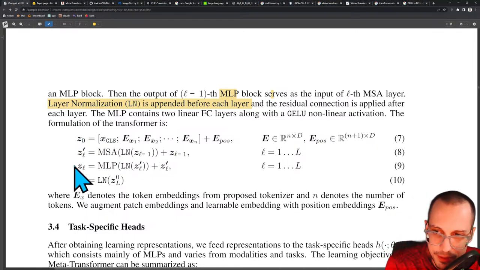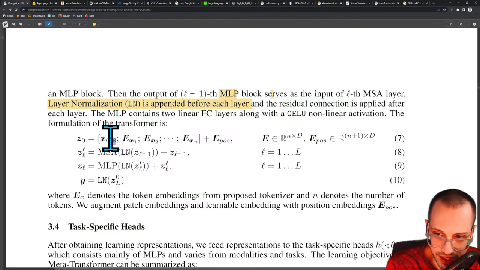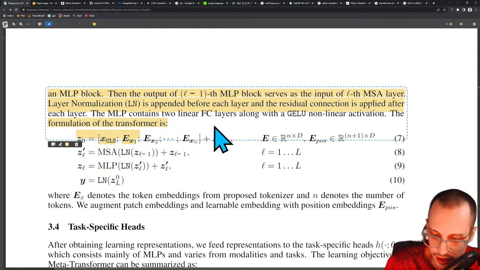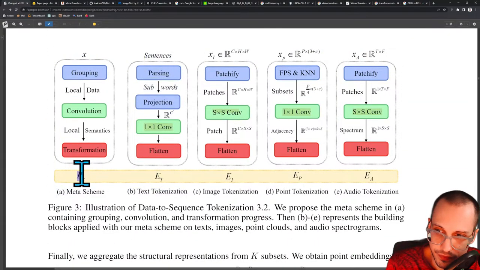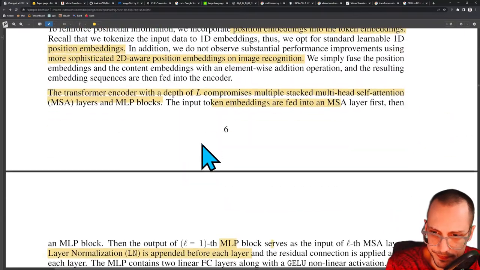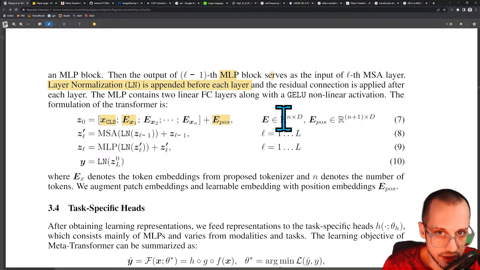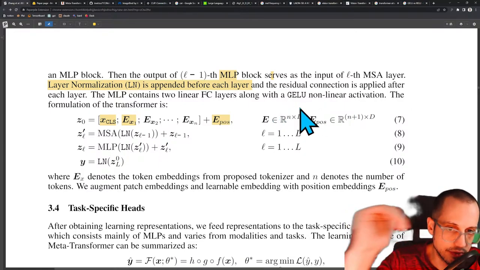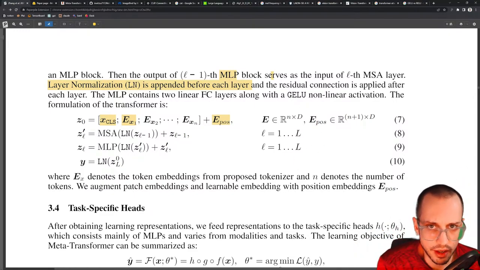Where the input at the very beginning, right, you have a bunch of these blocks stacked on each other, is this class token. Then the embeddings for each of these different modalities, so EX1 just means this thing here, all the way to EXN, and then here you have your position embeddings. Your position embeddings are N plus 1 cross D, and then the embeddings coming out from each of those modality encoders, and I'm just going to call them encoders, not tokenizers, are N by D.